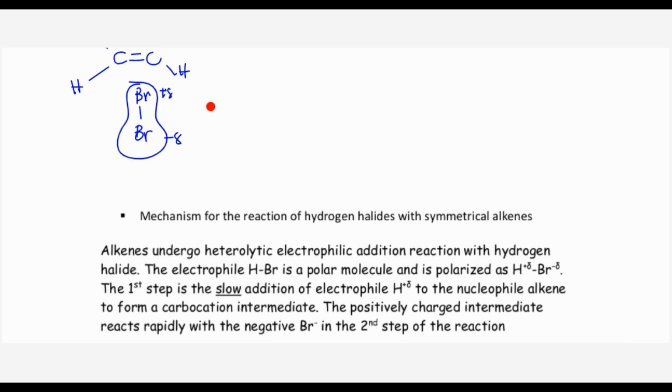Now this happens because of the loosely held pi electron cloud, right? So then what happens is that when you have bromine, this is delta plus and delta minus bromine, the pi bond will be broken towards the delta plus bromine like this.